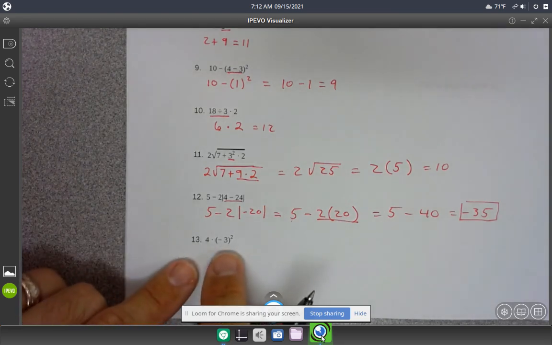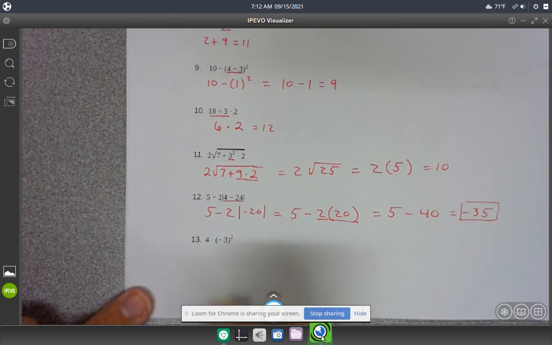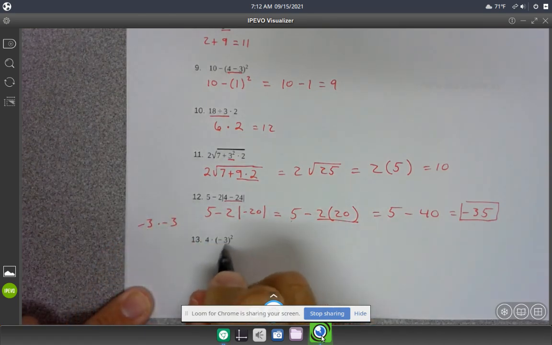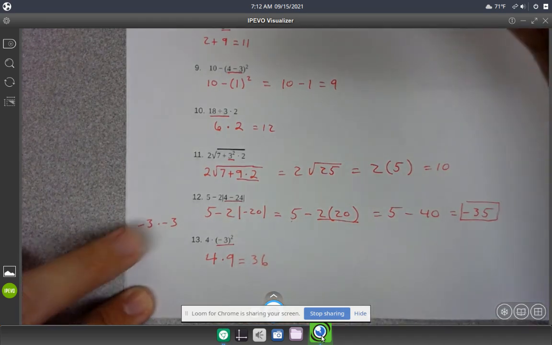All right, number 13, I got to do the exponent first. So negative 3 to the second power, this one represents negative 3 times negative 3, which is going to be positive 9. So 4 multiplied by positive 9 is going to be 36.